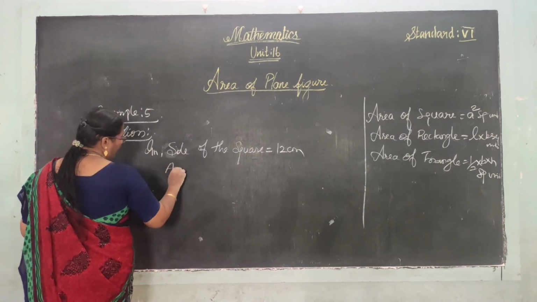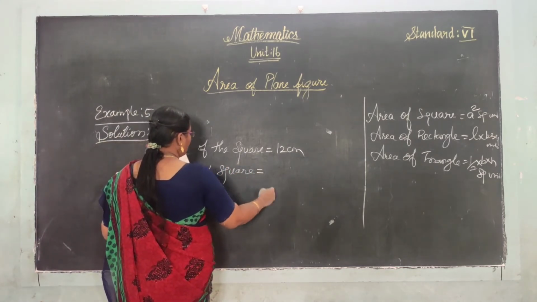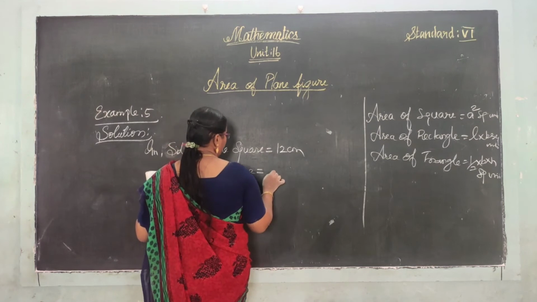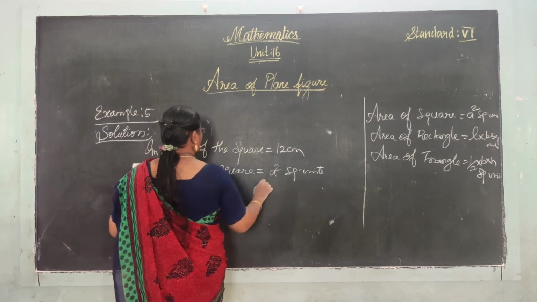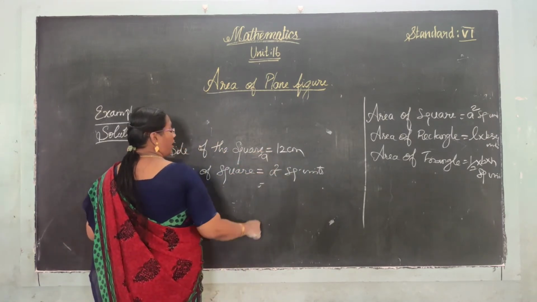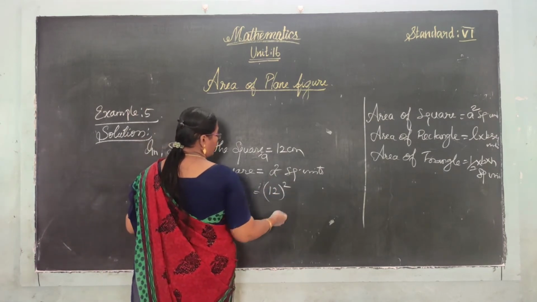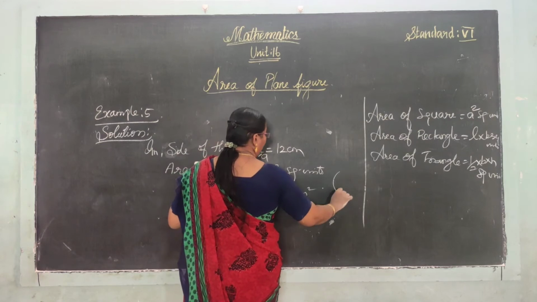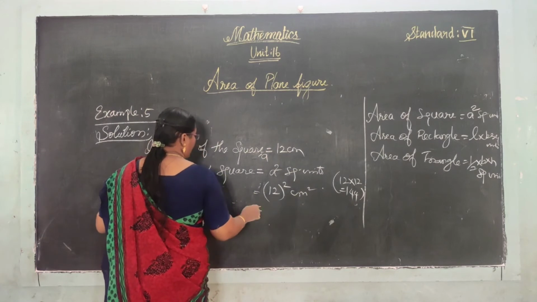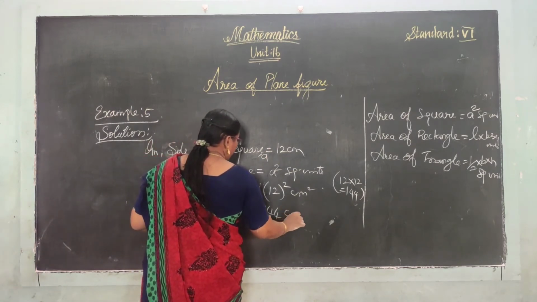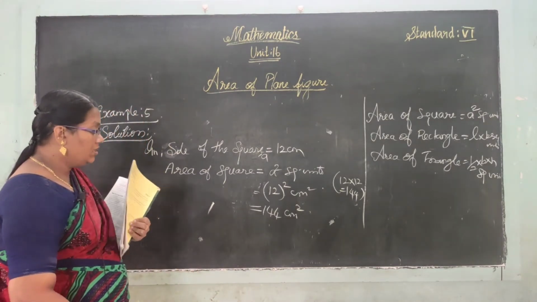Okay, now find the area. So area of the square is equal to, what is the formula? Side into side. So A square units. So what is the A value here? You have considered A. Okay, 12 square. So what is meant by 12 square? 12 multiplied by itself. 12 12s are 144. Okay, so 144 centimeters square. So area of the square is equal to 144 centimeters square.